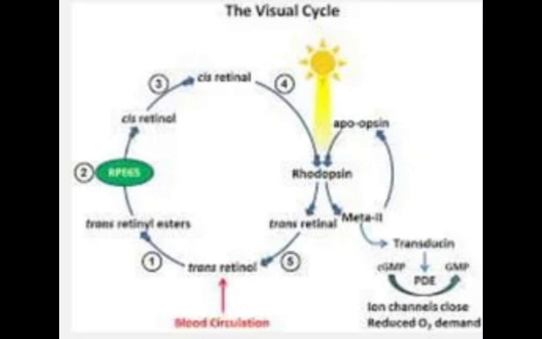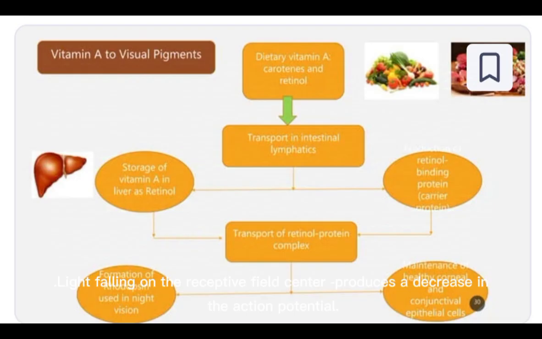Ganglion cell. 1. Light falling on the receptive field center excites the cell, increasing the frequency of action potentials. 2. Light falling on the receptive field surround inhibits the cell, producing a reduction in the frequency of action potentials. Other ganglion cells have the reverse arrangement. Light falling on the receptive field center produces a decrease in action potentials, whereas light falling on the surround produces an increase in frequency.